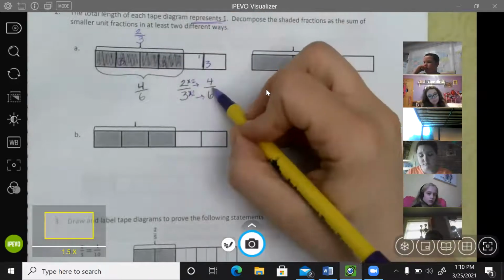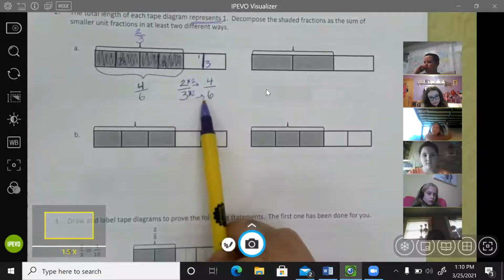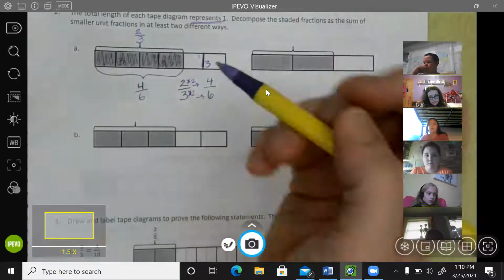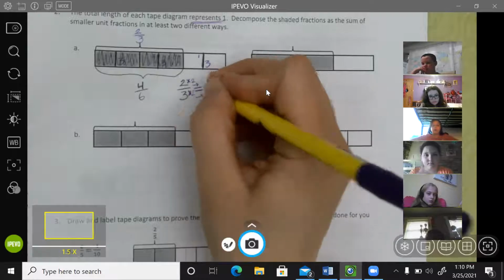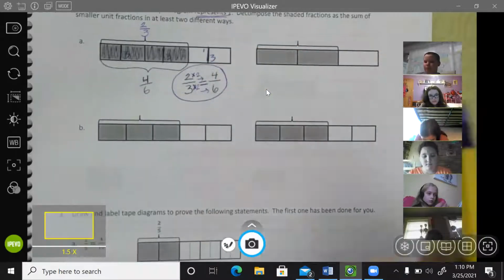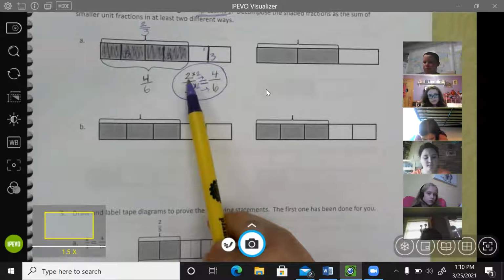What is 2 times 2? 4. Okay, so 3 times 2 does equal 6. 2 times 2 does equal 4. So I can put an equal sign here. And I just made 2 equivalent fractions. Briley, read this for me. How do I read this now?